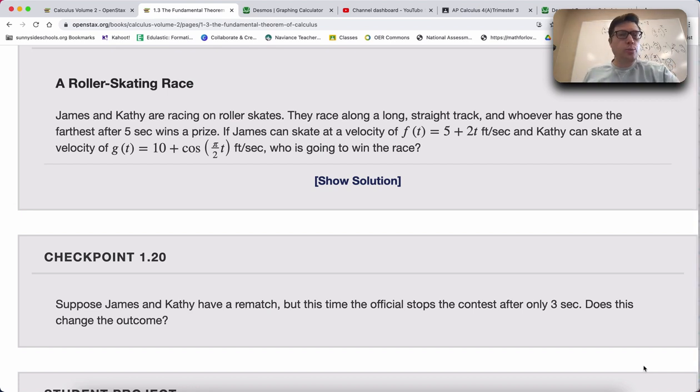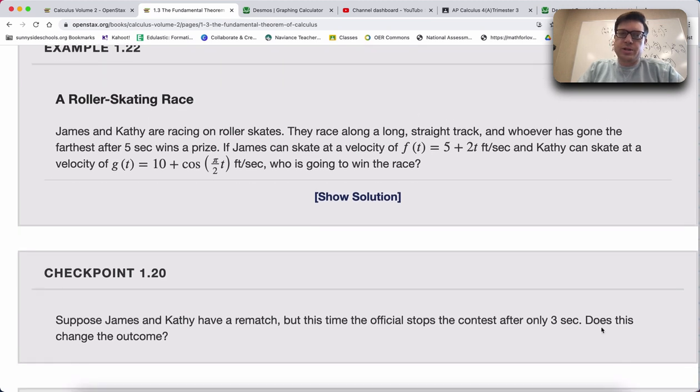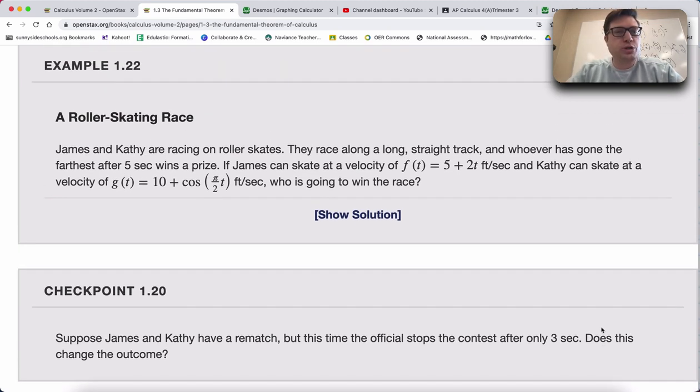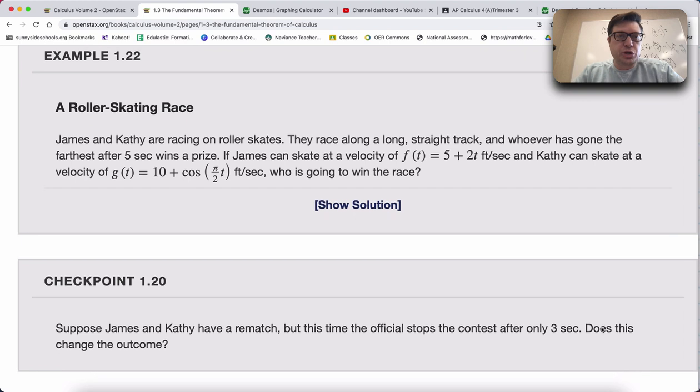Hey guys, this is checkpoint 1.20. Read through it. It doesn't rely on the previous example 1.22, so I'm going to leave that information.